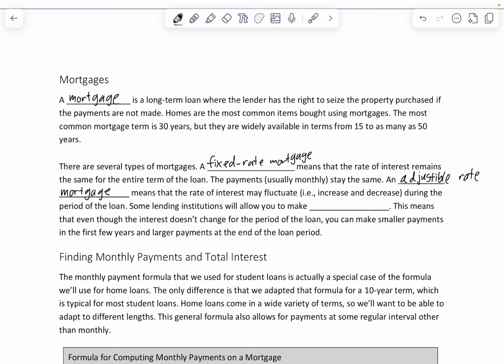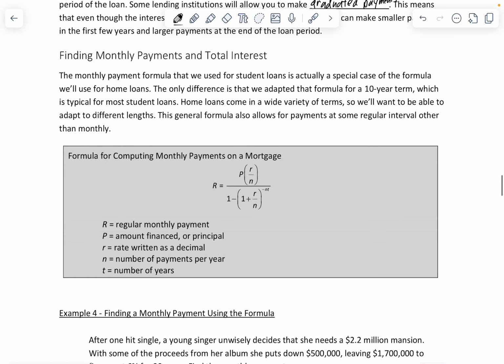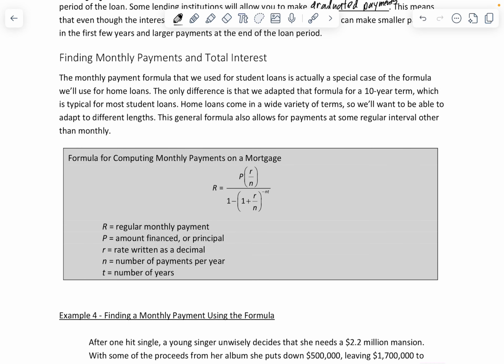Some lending institutions will allow you to make graduated payments. This means that even though the interest doesn't change for the period of the loan, you can make smaller payments in the first few years and larger payments at the end of the loan period. So, let's take a look at how to find the monthly payments and total interest for a mortgage.